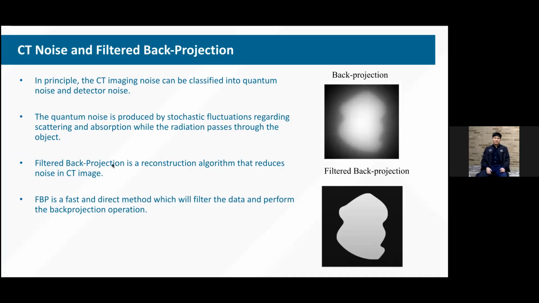And filter back projection is a fast and direct method, and as the name suggests, it has two main steps: filtering the data and performing the back projection operation.